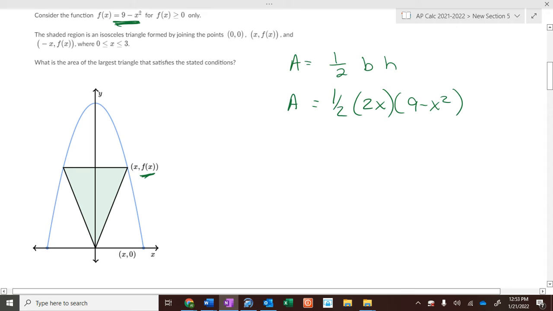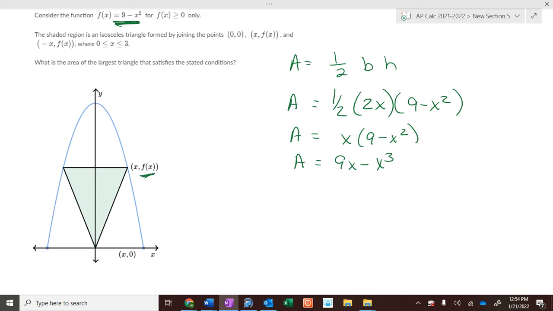So how many variables do I have? Just one. I don't have x's and y's and z's and p's and q's. I have just x's. One variable. Now, let's simplify this. Yep, I am recording this. How do we simplify this? x times 9 minus x squared, or 9x minus x cubed, correct? So that's the formula for the area of that triangle.